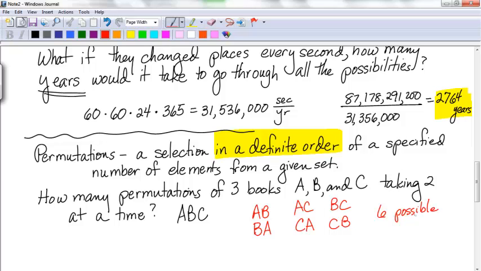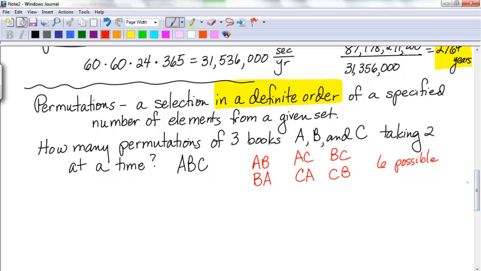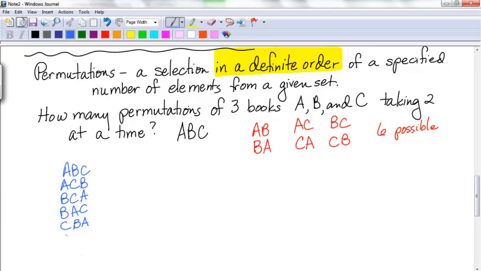Now that's small enough that you can write out the list if there's only 3 books and you're taking 2 at a time. And same thing, if I change this problem and I said, I'm starting with A, B, C, and let's change it to use all 3 books at a time, I could actually write them out. I'd have A, B, C as 1. A, C, B is 1, B, C, A is 1, B, A, C is 1, C, B, A is 1, and the last one would be C, A, B.